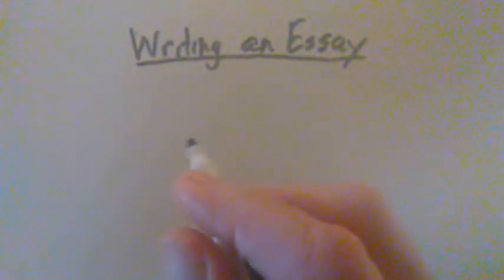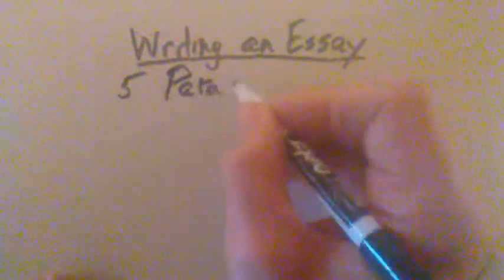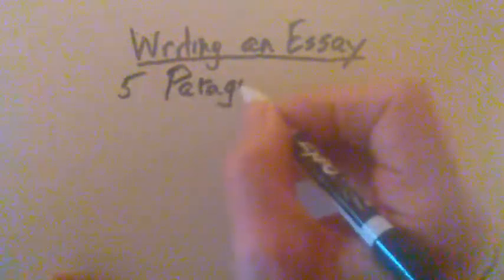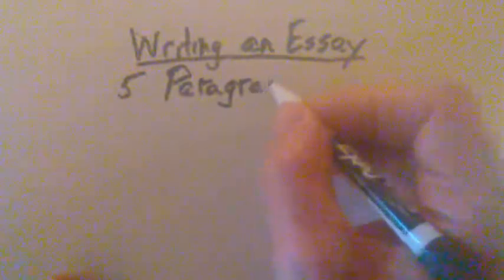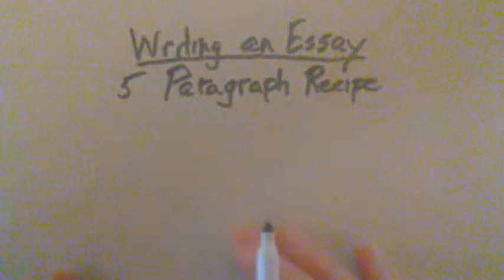And what we're going to give you is a 5-paragraph recipe. It's like a recipe because if you follow this, you should be able to do this relatively easily because you're going to break it into parts and do each of those parts. Okay, so paragraphs are parts of your essay, and we're going to talk about each of those parts.